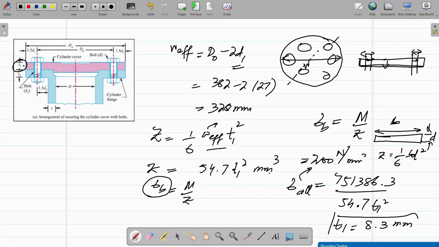This is quite reasonable. If the thickness of the cylinder is 10 mm, you can use a cover plate of 8.3 mm. If you are confused with the units, you will be wrong. Either it becomes a very large value or a very small value. So you have to remember this. Clear? So this is the first part of our lecture.